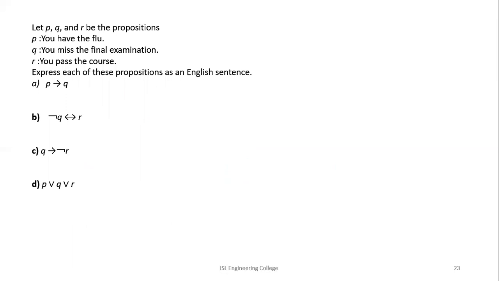So the next example, we have been given propositions. We are supposed to write them in English sentences, and we have over here 3 propositions. For that, let's begin. The first one is P implies Q. P implies Q can be written as if P then Q. So over here, P is you have the flu. So if you have the flu, then you miss the final exam.